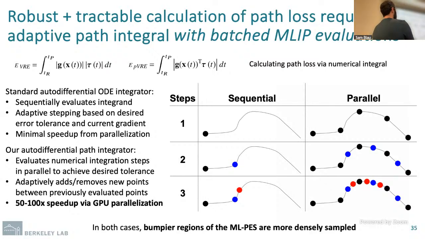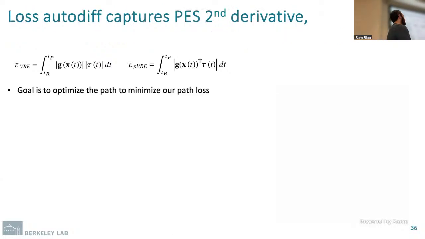But in either case, you're using an adaptive sampler, you're going to sample bumpier regions of the PES more densely. So you don't need to worry about a perfect time grid and cross your fingers and hope nothing weird happens in the PES between your 2 points. You're going to capture the full PES along your path and capture bumpier regions more.